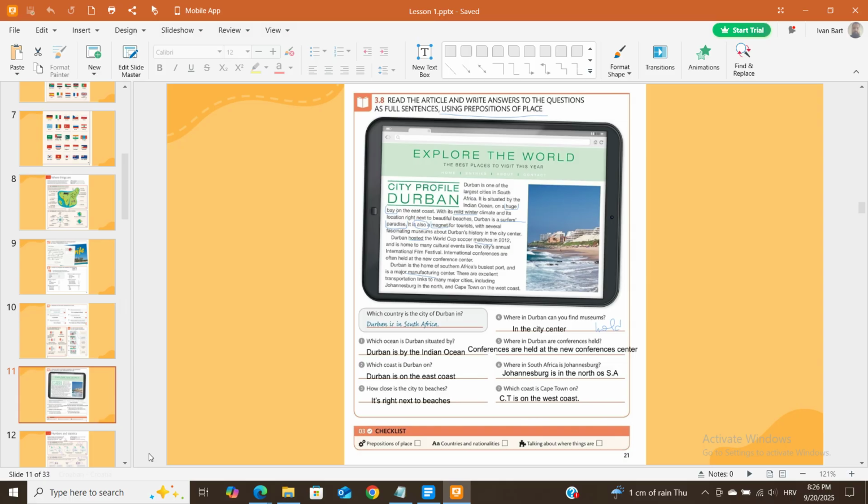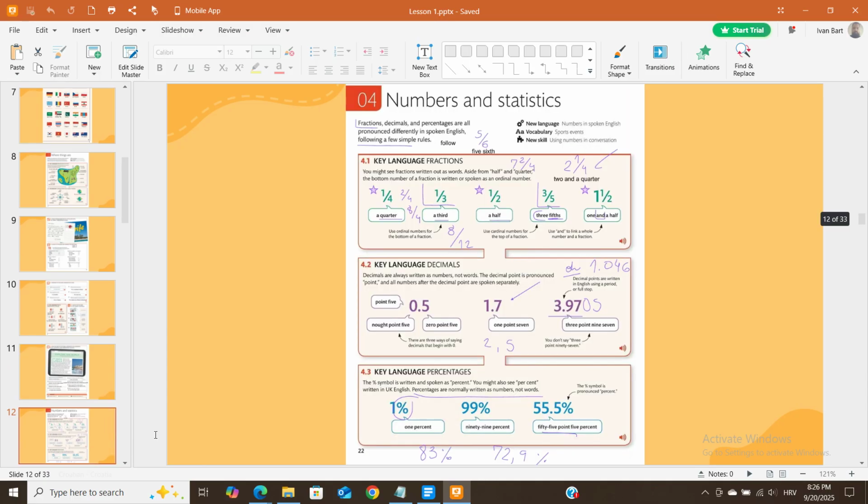Checklist. Prepositions of place. Countries and nationalities. Talking about where things are.